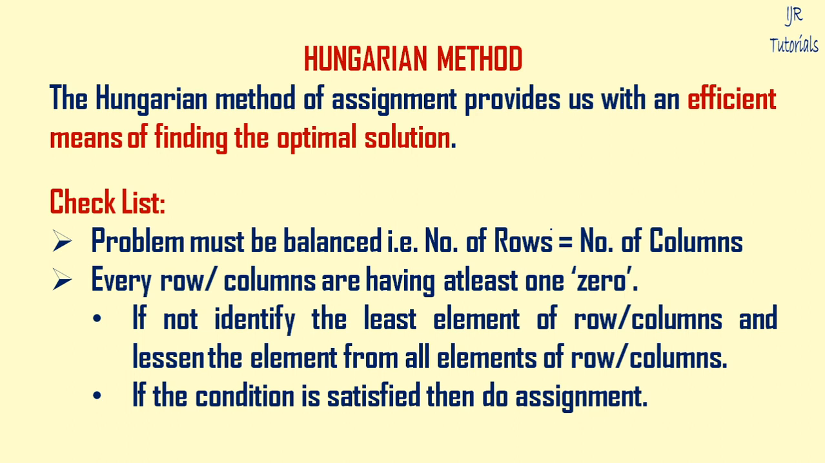What are the basic checkpoints that are used under the Hungarian method? The first one is that the problem must be a balanced one. That is, the number of rows must be equal to the number of columns. Second, every row and column must have at least one zero. If not, identify the least element of the row or column and subtract that element from all elements of the row or column. Second, if the condition is satisfied, then do the assignment.